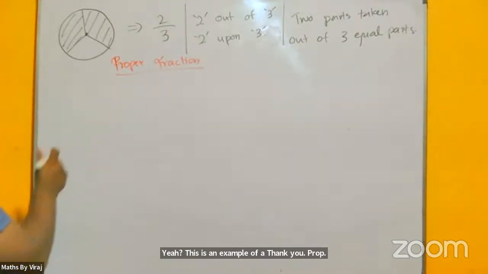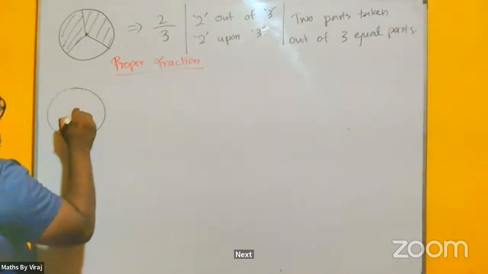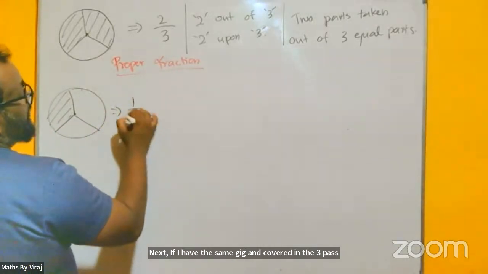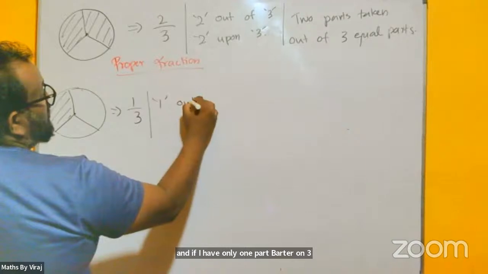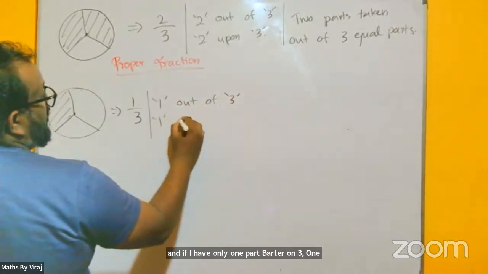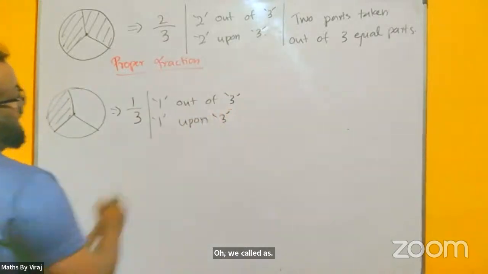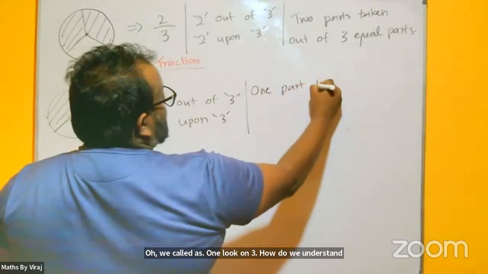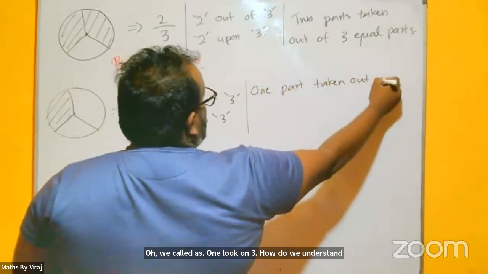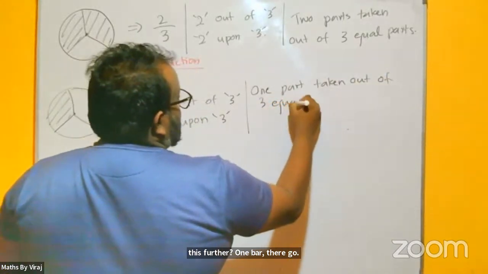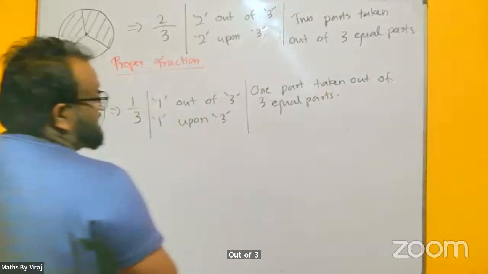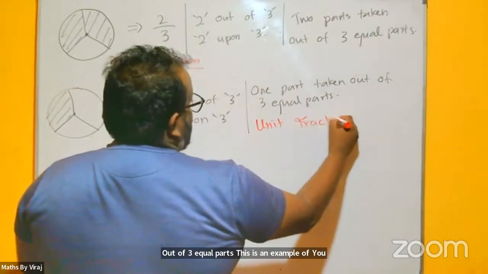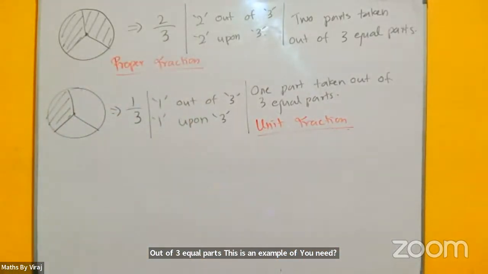Next, if I have the same cake cut into 3 parts, and I have only one part, 1 upon 3. What is it? 1 out of 3. We call it 1 upon 3. How do we understand this further? One part taken out of 3 equal parts. This is an example of what? A unit fraction.